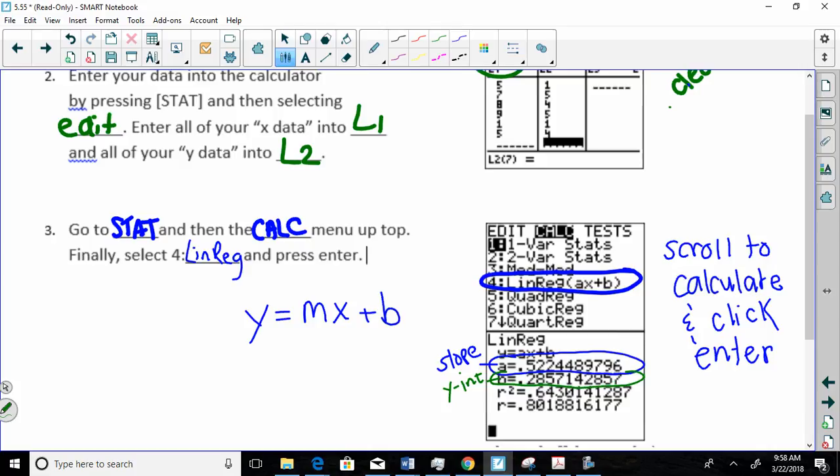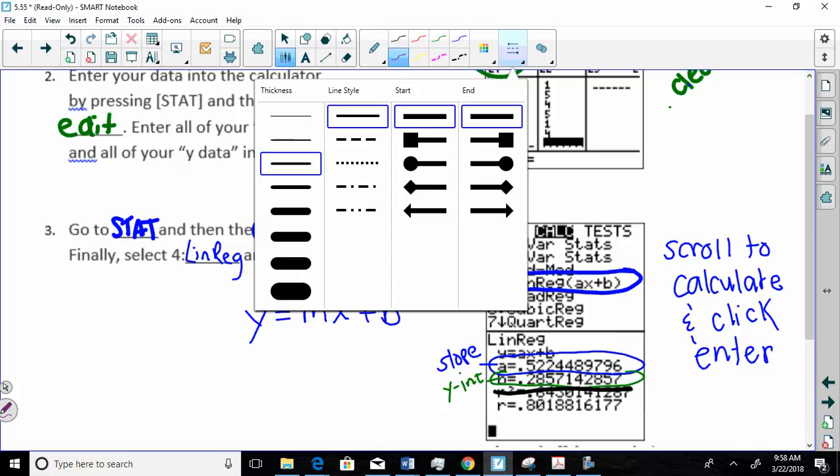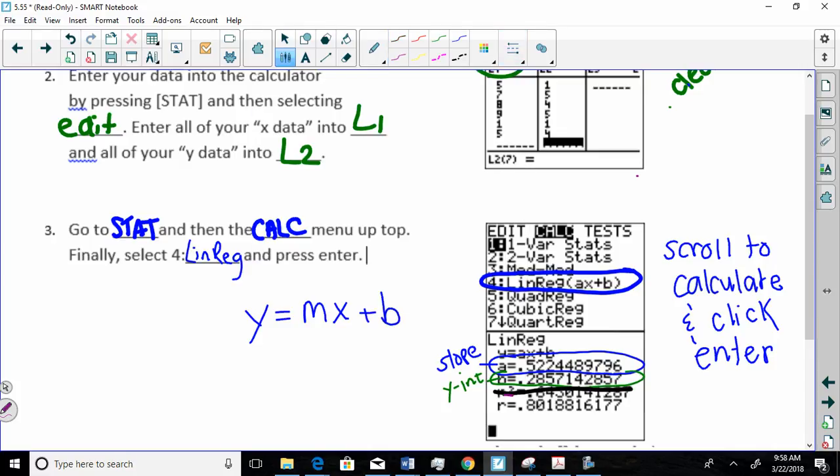That b is your y-intercept, and see where it says r squared? You're not going to ever use the r squared in algebra 1, so don't even pay attention. And r is your correlation coefficient right here. Absolutely. Did you do diagnostic on? What does it say on your calculator?